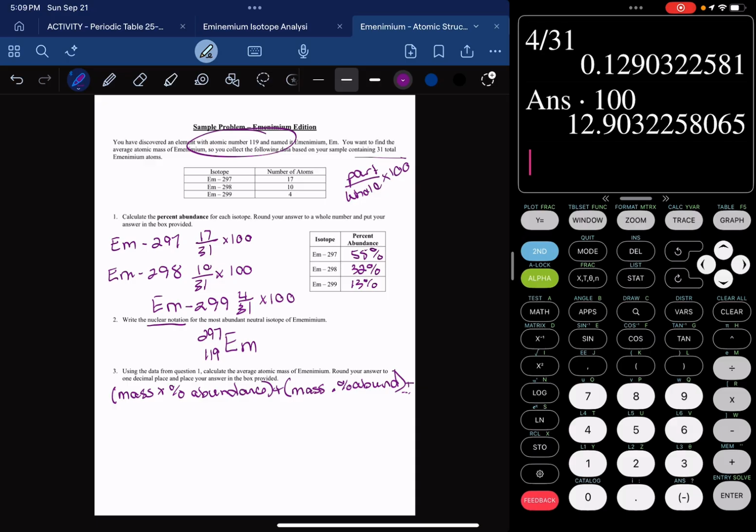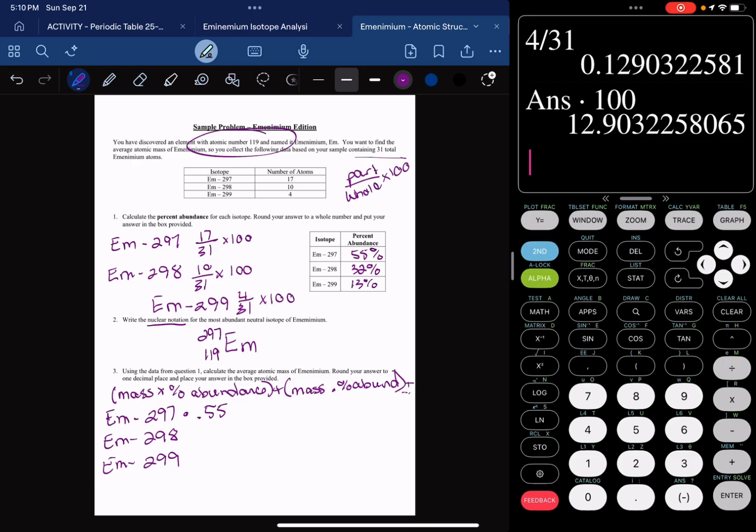Okay, so for this first one, let me just label here. We have this one, 297, that's our mass number. And then 298, and then 299. So these are the mass numbers that we're going to use. We're going to multiply by the percent abundance for each. So this one was 55%.